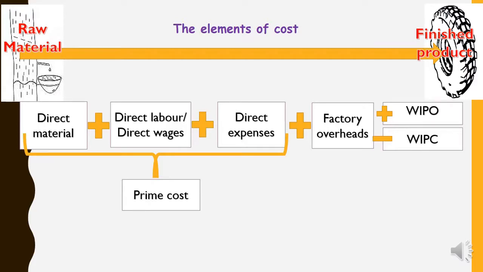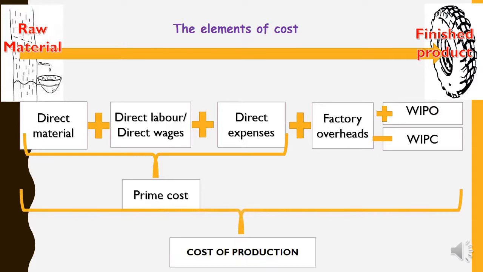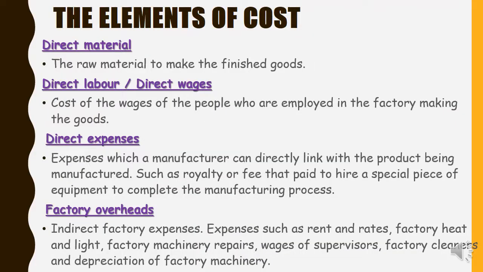I repeat again: direct material plus direct labor plus direct expenses, we get a prime cost. Take the prime cost plus factory overhead. If you have a WIPO, you plus, and if you have a WIPC, you minus. And then we'll get the total cost. That total cost we call the cost of production. This is the formula to calculate cost of production: direct material plus direct labor plus direct expenses, plus the factory overhead. We have a WIPO, we plus, WIPC, we minus, then we get cost of production.